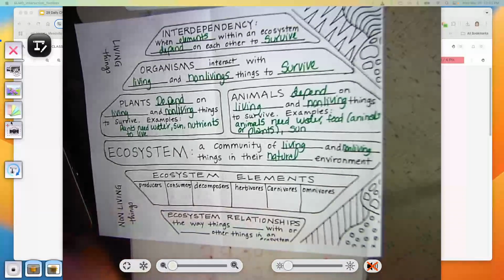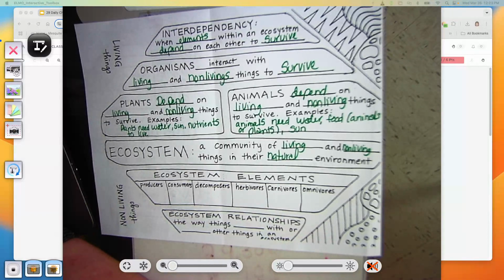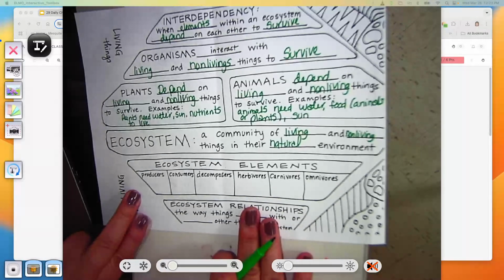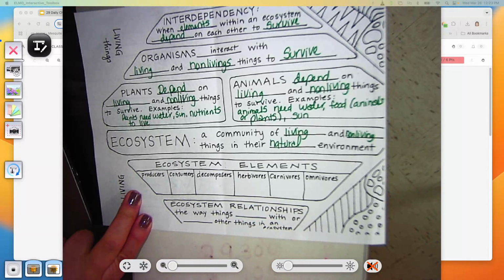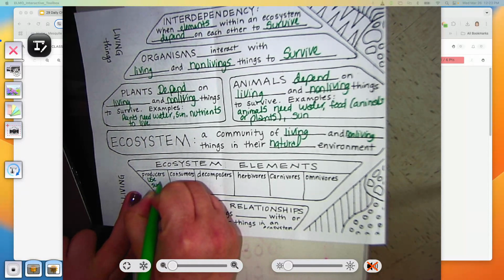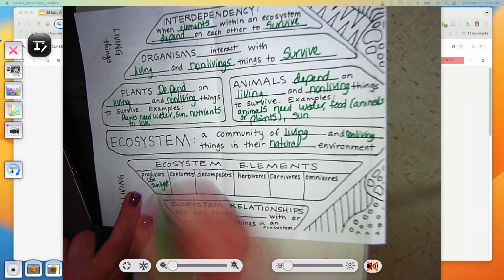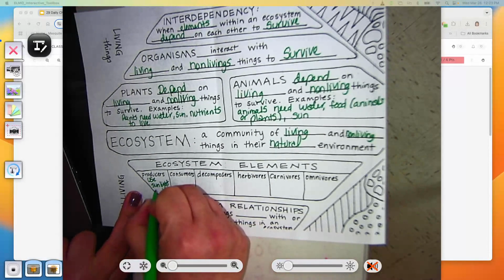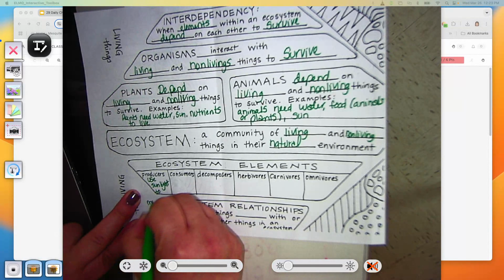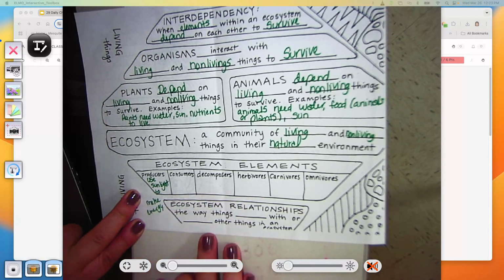So here we have the ones that we were talking about yesterday. We have the ecosystem elements. What are producers? What do producers use? Sunlight. Yes, they use sunlight. So they would be on your vocabulary from yesterday, right? They use sunlight to make energy. That's plants. Plants use sunlight to make energy. And it didn't fit, so I put it right here.